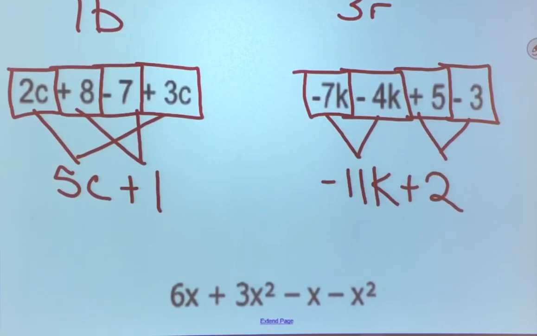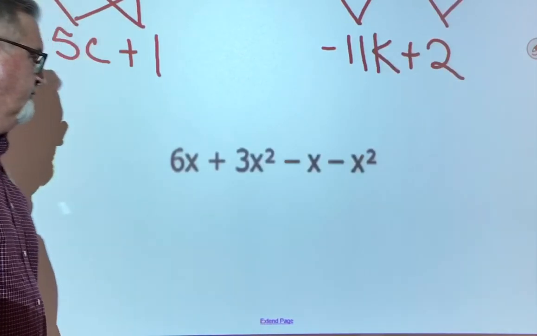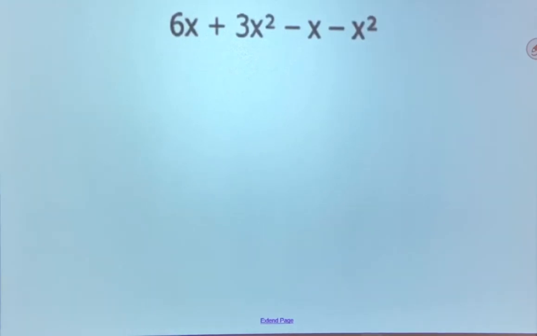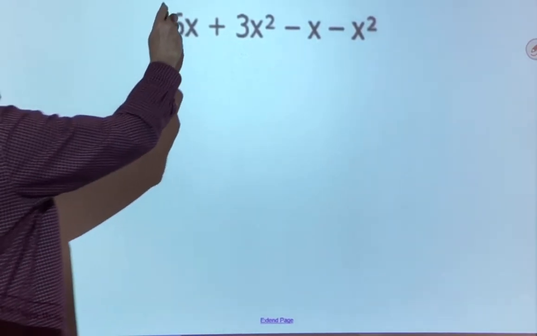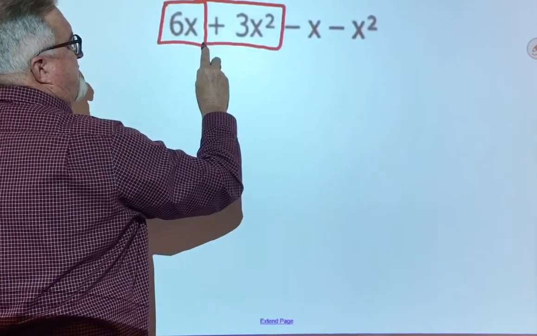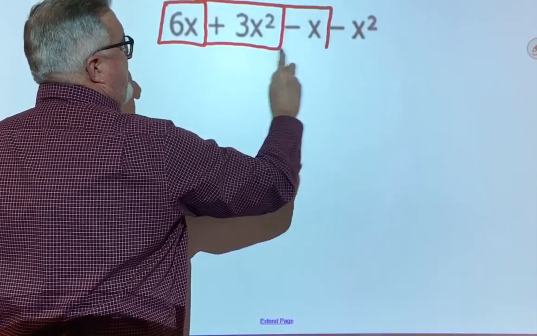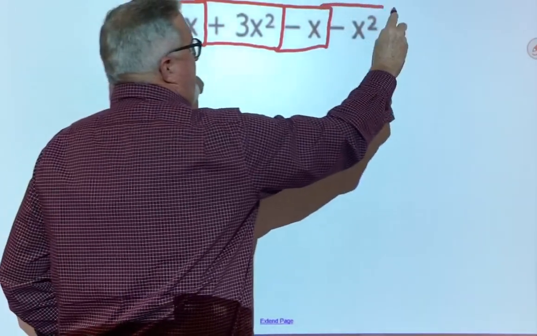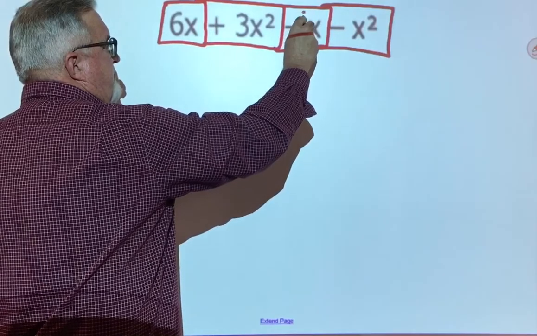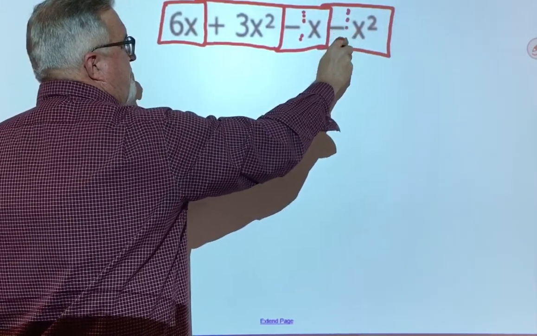Let's do one more example here before we get started on our assignment. This one is a little different. What do you see different on this one? Well, let's look at our terms. We've got a 6x, we've got a positive 3x squared, we have a negative x, and we have a negative x squared. Remember, if there's no coefficient in there, there's always a ghost of 1 standing there.